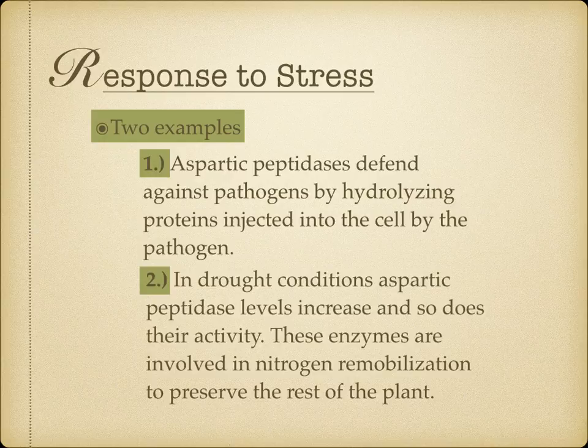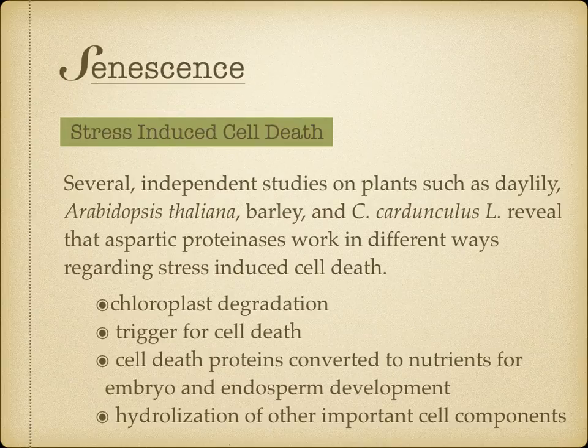That is simply moving nitrogen from one part of the plant to another to concentrate it more and keep the plant alive. However, sometimes plants get so stressed that their cells die, and we call this senescence. Several plants have been studied to determine how these enzymes work in cell death. And four of these methods are degrading the chloroplast, triggering cell death, converting proteins to nutrients for embryo and endosperm development, and hydrolyzing other important cell components.